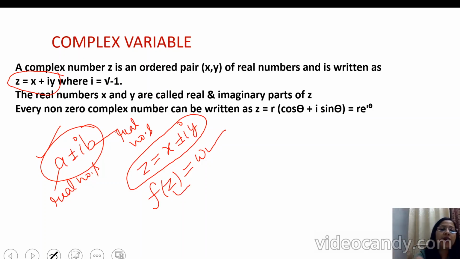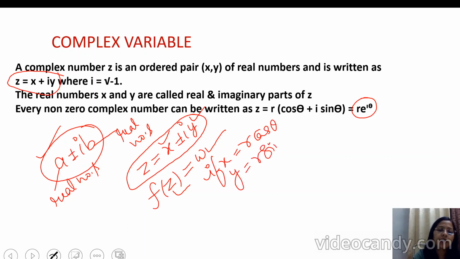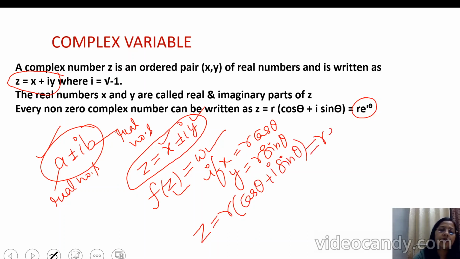Here x and y are called the real and imaginary parts of z, and of course we can write this z in the polar form as r e raised to the power iota theta. If we put x equal to r cos theta and y equal to r sin theta, then z becomes r times cos theta plus iota sin theta. This is further written as r e raised to the power iota theta, which depends upon r and theta. So we have understood about the complex variable and function of complex variable.